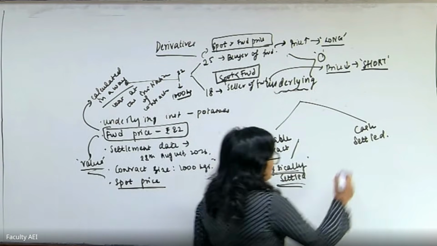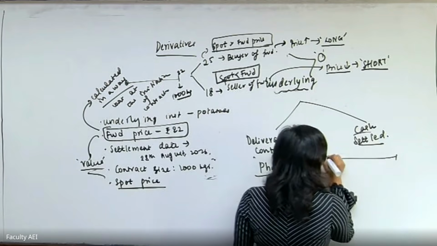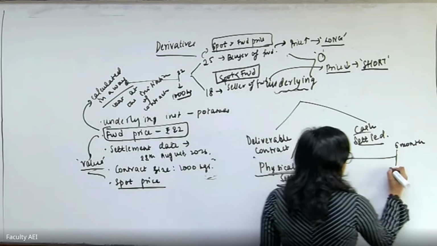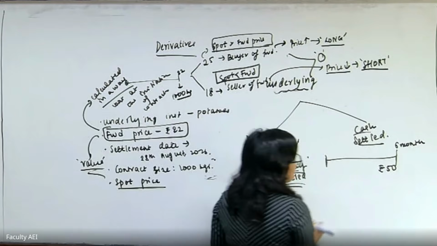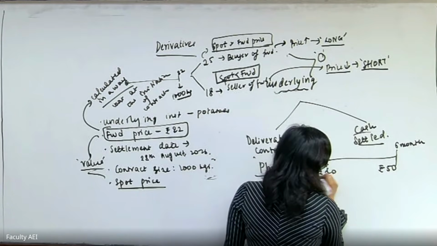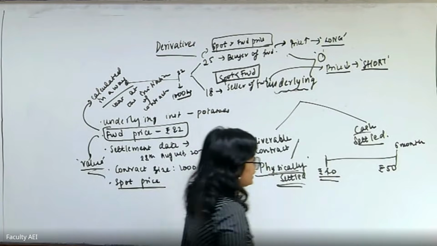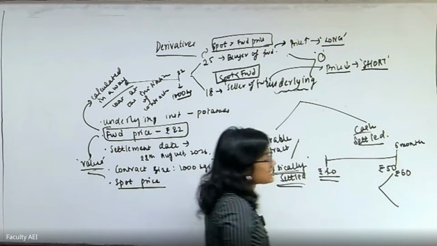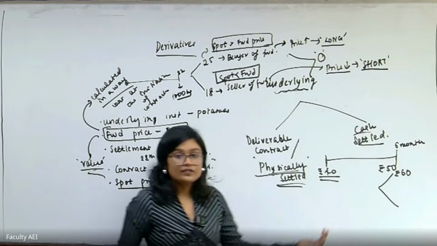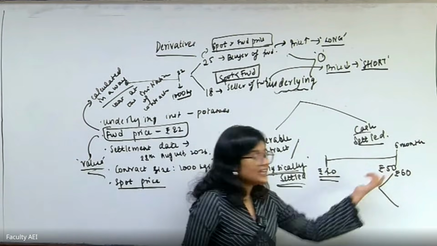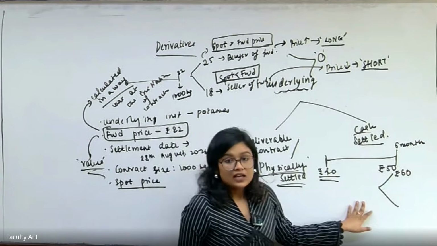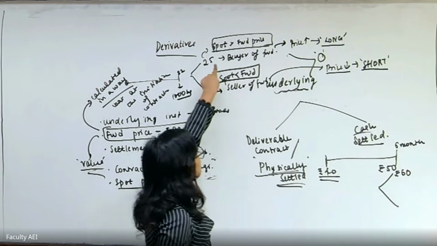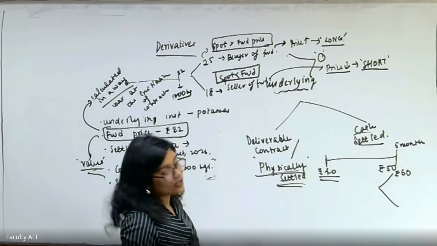What is a cash settled contract? Suppose two parties have entered into an agreement that after 6 months, one party would be buying this stock from the other at rupees 50. The current price of the stock at the moment is rupees 40. But after 6 months, if the price of the stock rises to rupees 60, who is benefiting? The buyer of the forward contract, because if the price of the underlying instrument increases, the buyer of the forward contract benefits.